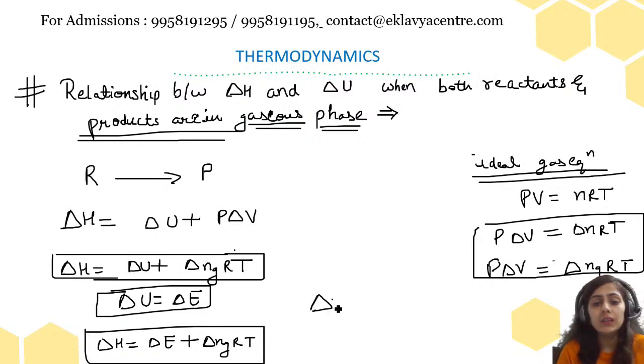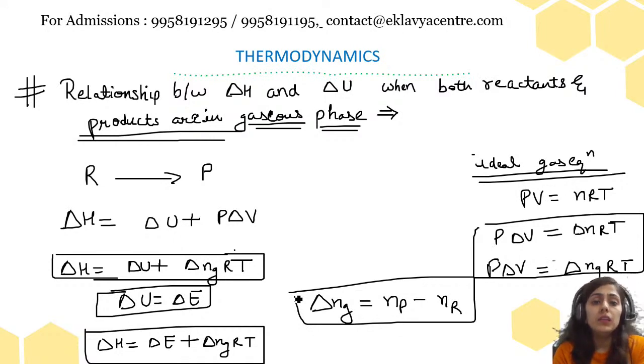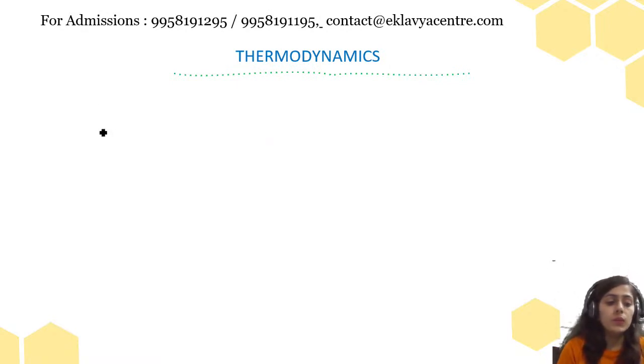Now what is this delta Ng? It's the change in number of moles in gaseous phase. So it is number of moles of product in gaseous phase minus number of moles of reactant in the gaseous phase. R, what is R? R is a constant, gas constant, and temperature, we have to take the temperature in Kelvin. Using this formula, we will be now solving some questions based on this formula. Okay.